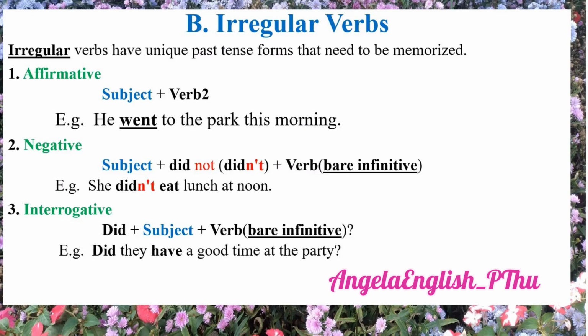2. Negative. Subject plus did not, didn't, plus verb, bare infinitive. For example, she didn't eat lunch at noon. 3. Interrogative. Did plus subject plus verb, bare infinitive. For example, did they have a good time at the party?